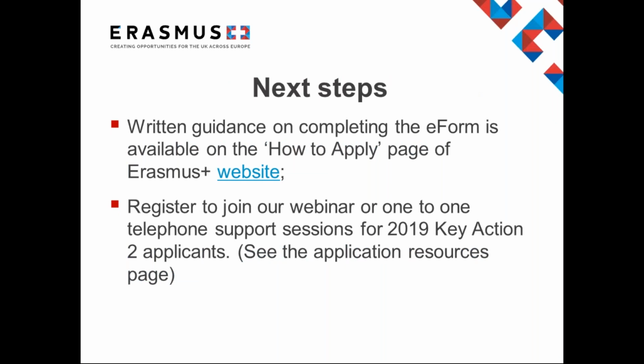So to conclude, I'd like to remind you of the support the UK National Agency will be offering in the run-up to the 21st March deadline for applications to be submitted under Key Action 2 Higher Education. There will be written guidance available on our website. We recommend that you have it with you when you are completing your form, as it's very detailed and will help you to complete all the sections of the application. If you have any questions at any stage of the application, please contact us straight away.